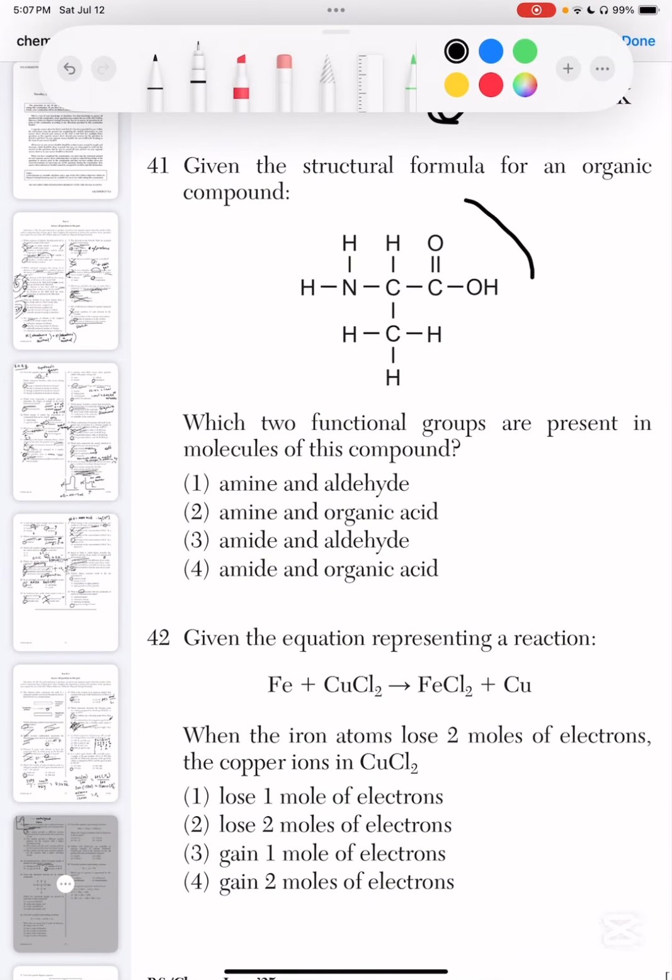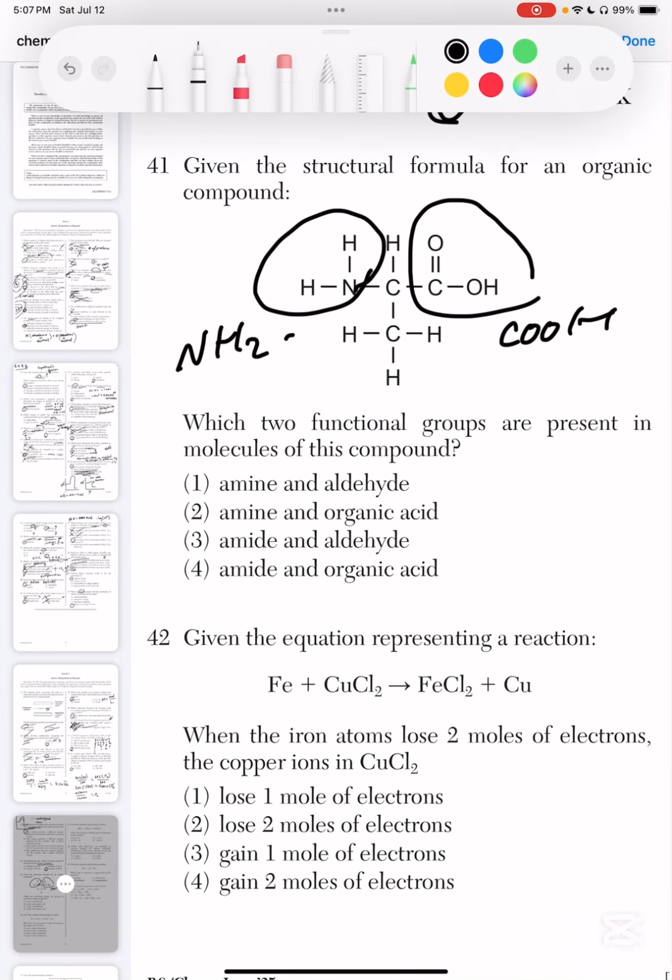Functional groups. So this is an organic acid, COOH. And then this is an NH2. So this is an amine and organic acid. Number 2.